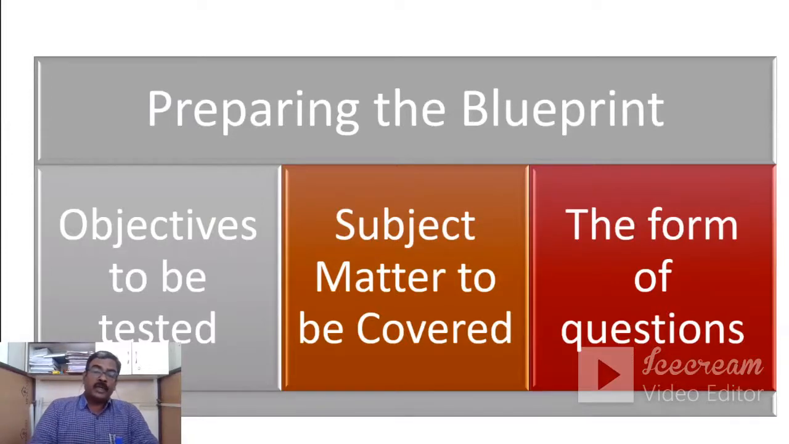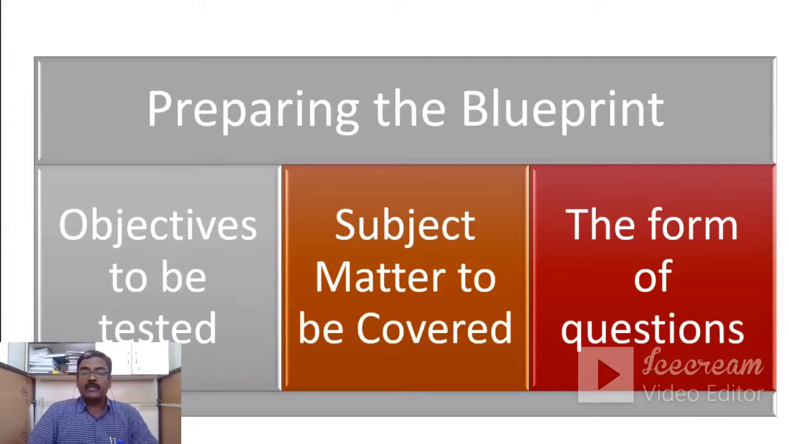The blueprint is the main concept and the main thing in the achievement test. In the blueprint, we must fix the objectives to be tested. What are the objectives we are going to test? Whether knowledge, understanding, application or skill, we must fix the objectives we are going to test through the achievement test. And also the subject matter. For example, if we are having 5 lessons, then what are the lessons we are going to cover here? This is known as the subject matter to be covered, the lessons we are going to cover in the achievement test.